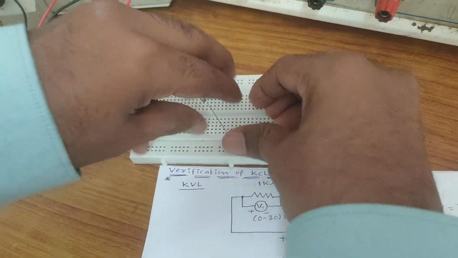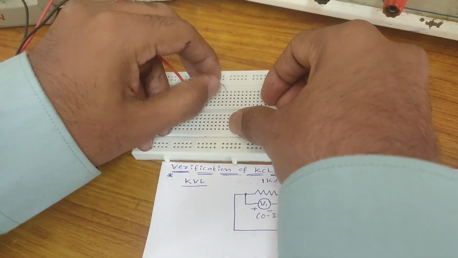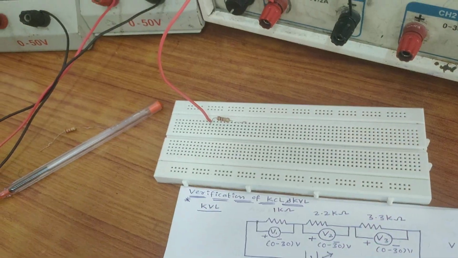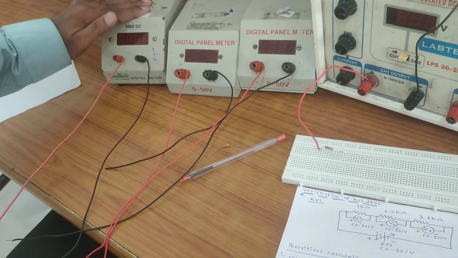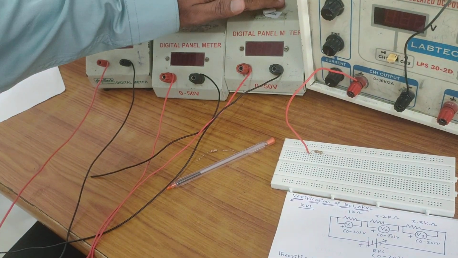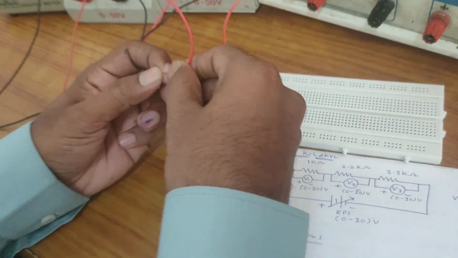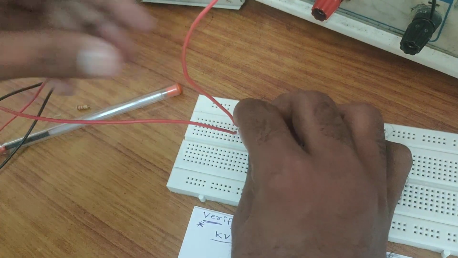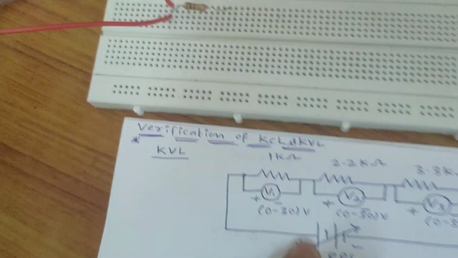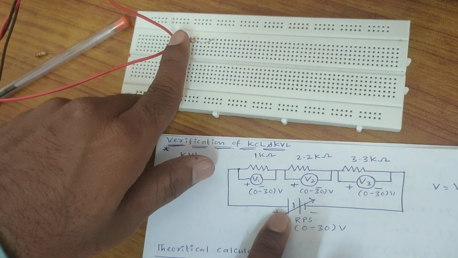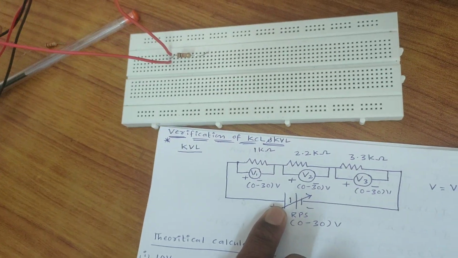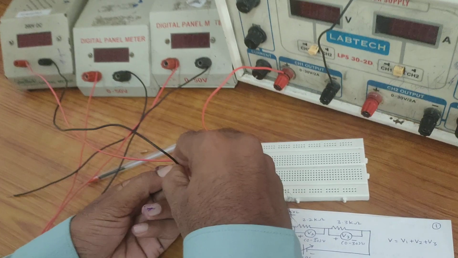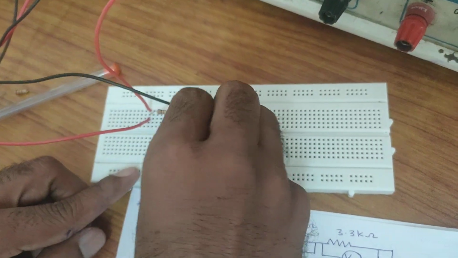This is the resistor starting point, and the resistor ending point is connected at another point. At this point, this is the first voltmeter V1, second voltmeter V2 and third voltmeter V3. The first voltmeter positive terminal is connected here. So 3 terminals are over: RPS positive, the 1 kilo ohm resistor starting point and the voltmeter positive. Next, the first voltmeter negative is connected to the ending point of the 1 kilo ohm resistor.